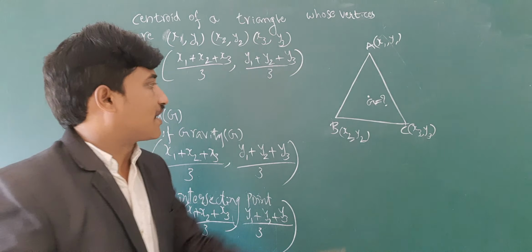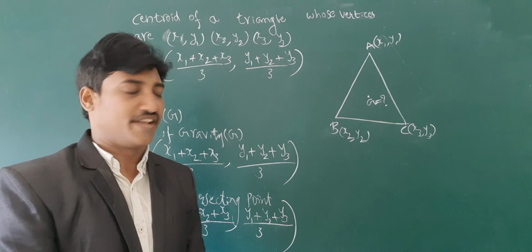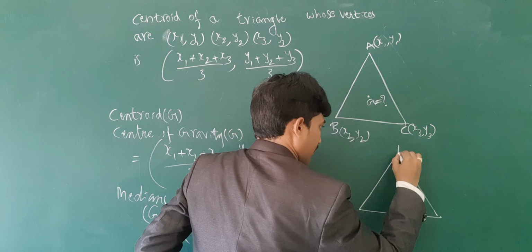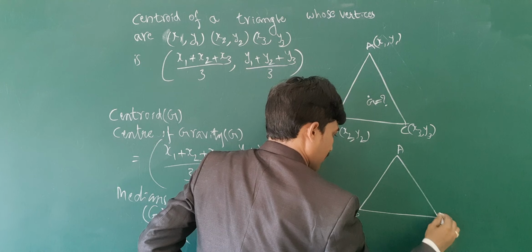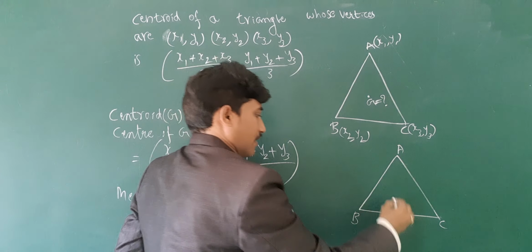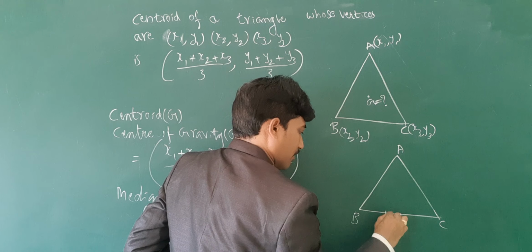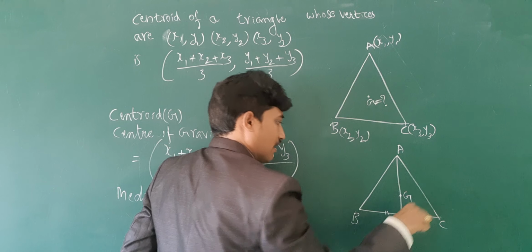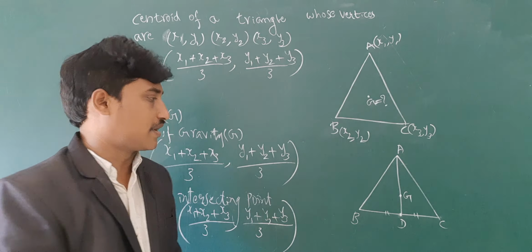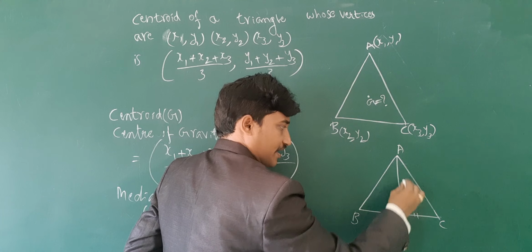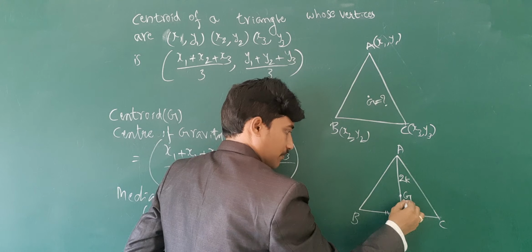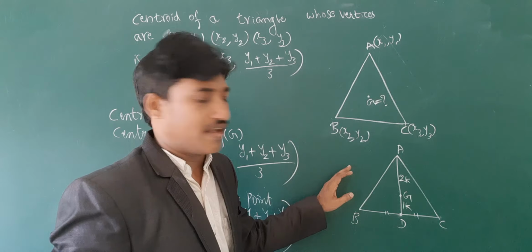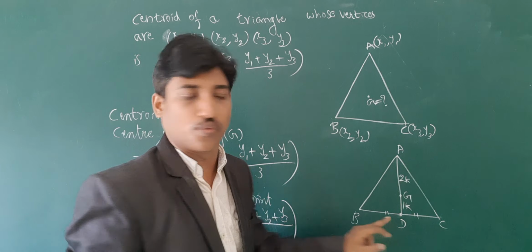We know the centroid G lies on a median. If D is the midpoint of BC, then AD is a median. G lies on AD, so G divides AD in the ratio 2 is to 1. So we can write AG is to GD is 2 is to 1.